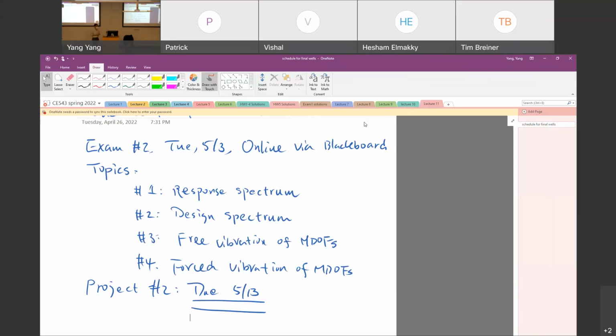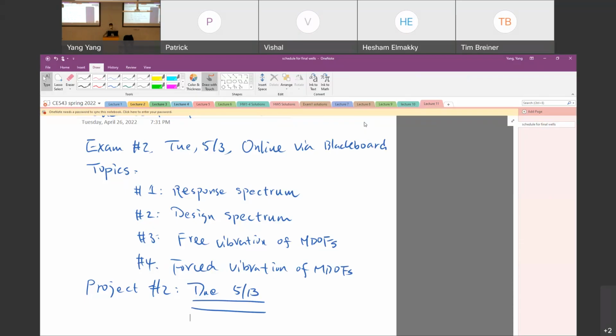But how about the response of the MDOF systems under earthquakes or under other types of dynamic load? For example, if you have a two-story building and under earthquakes, how can we calculate the responses of each floor of the two-story building? So that's the topic of tonight.